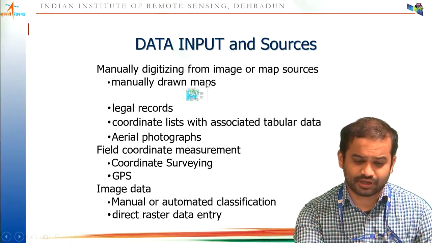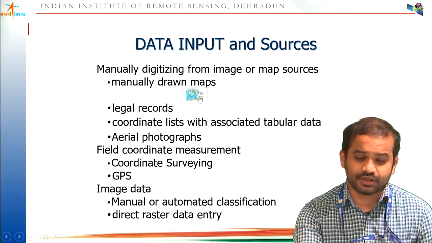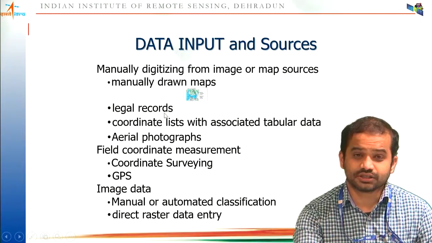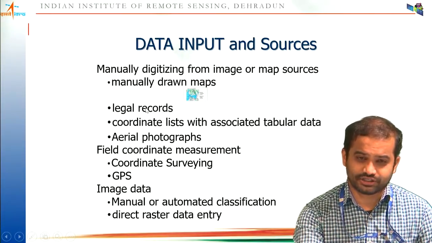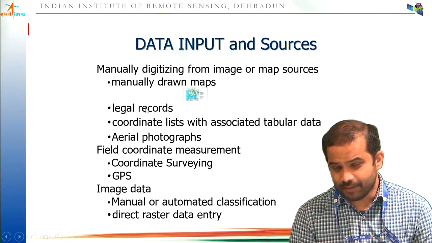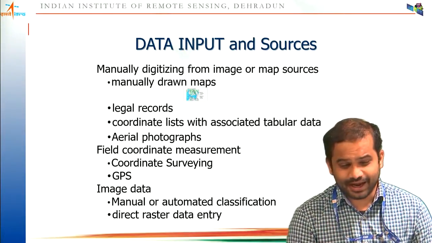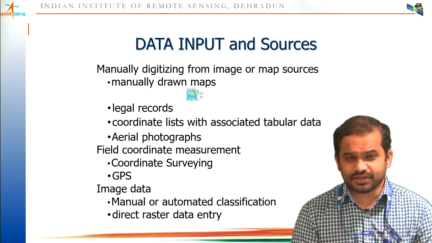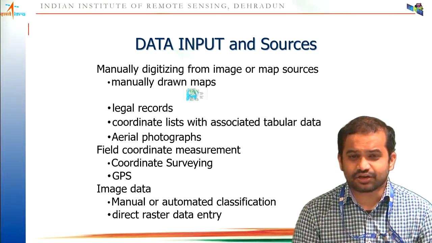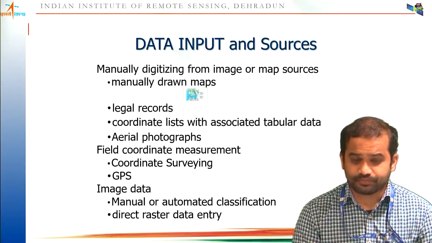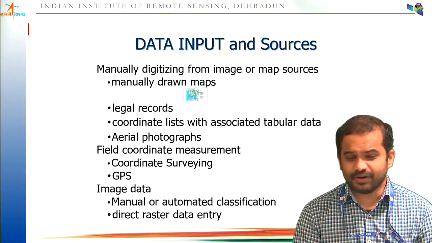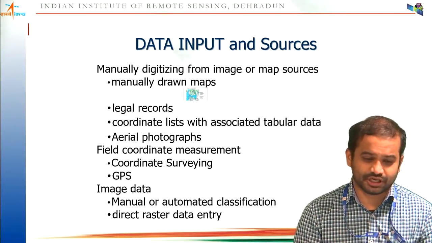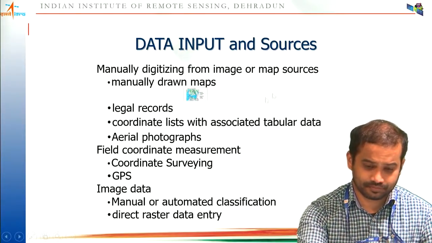So what can be the source? One can be manually drawn maps. Toposheet is a good example, right? Then there can be legal records, like Khasra maps or other maps which basically tell about the entitlement of a land or property. Another way can be a survey done by a surveyor who has recorded coordinates in tabular form, but offline, right? So in tabular form, you have XY for some locations, and another source, as we discussed, is aerial photographs.